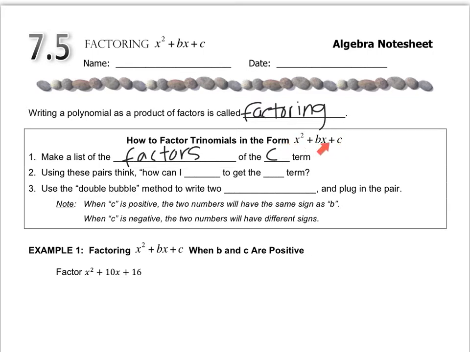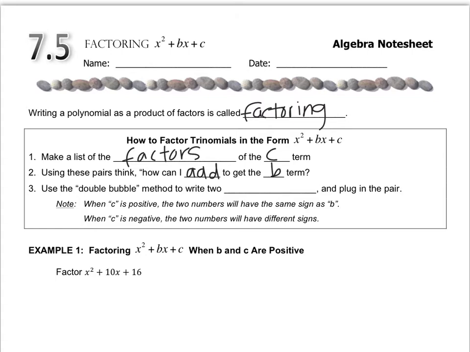So our trinomials will always be in this form in this lesson, and we start off with finding factors, meaning numbers that multiply to this value right here. Then we use those pairs and we think, how can I add to get the b term? And the b term is this term in the middle. So what we're looking for is two numbers that multiply to the c and add to the b. And if you don't understand that, just play along.